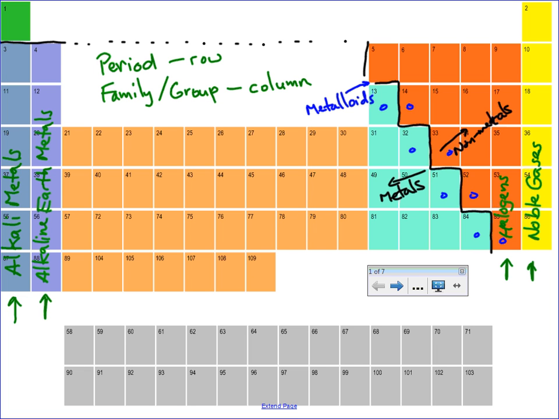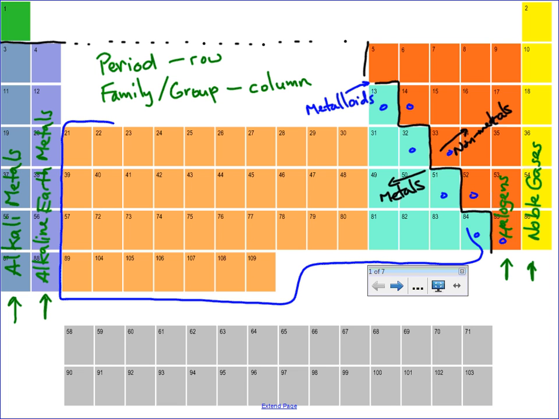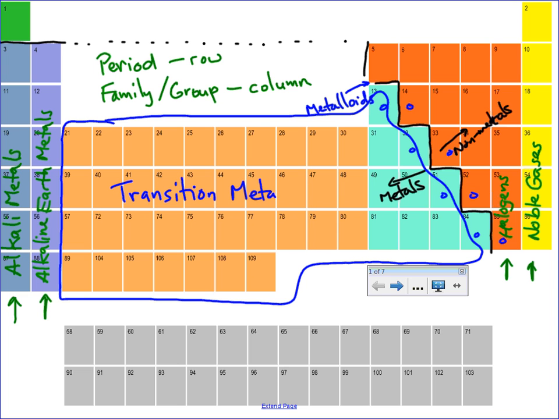Now, other areas on the periodic table that are of concern are the area right in the middle. So this section in here, you probably didn't touch this section in grade 9. This section in here is known as the transition metals.